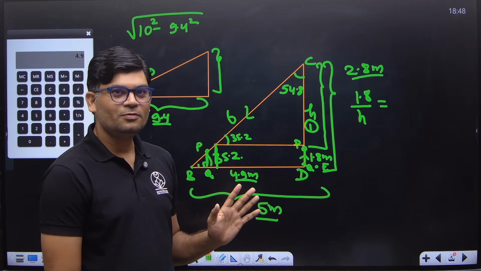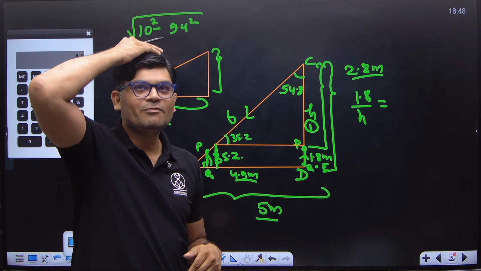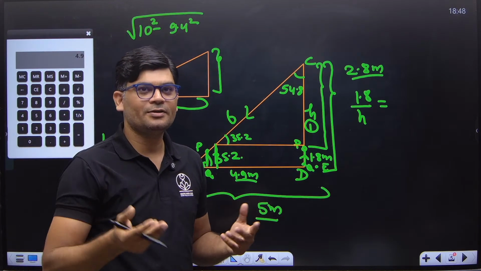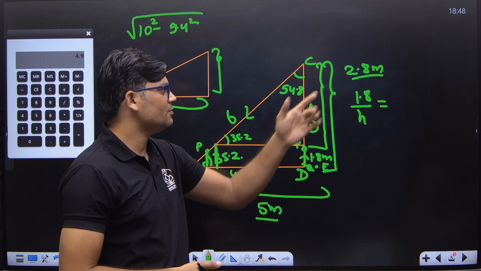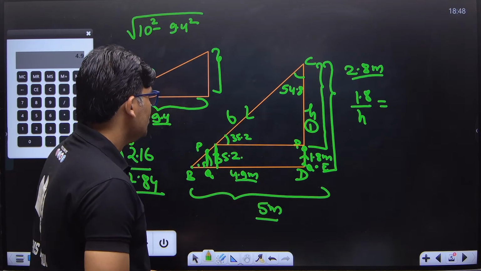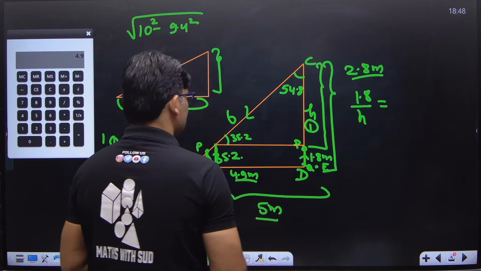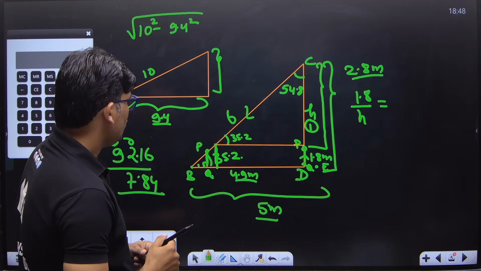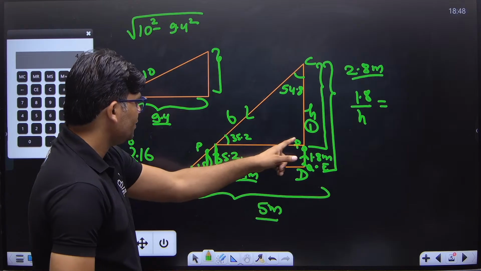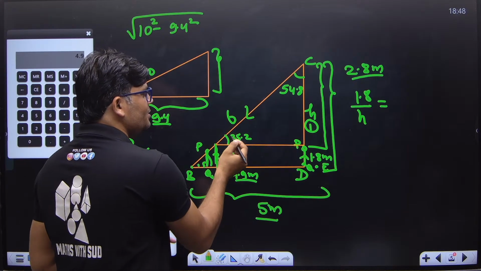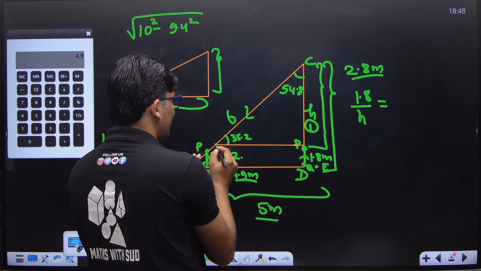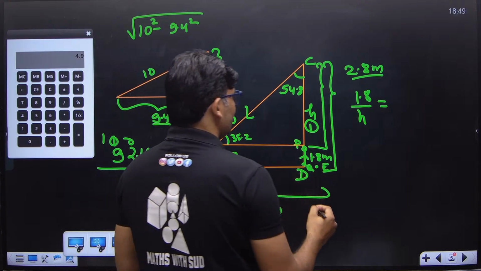Understood? So the sensor will be just 2 feet away from him. It is coming as 1 meter only. So we will say that suppose these two triangles are similar. So what we need to find is this. So we can say that this angle is 35.2 degrees. So now we need to find this. Now the question is very easy.